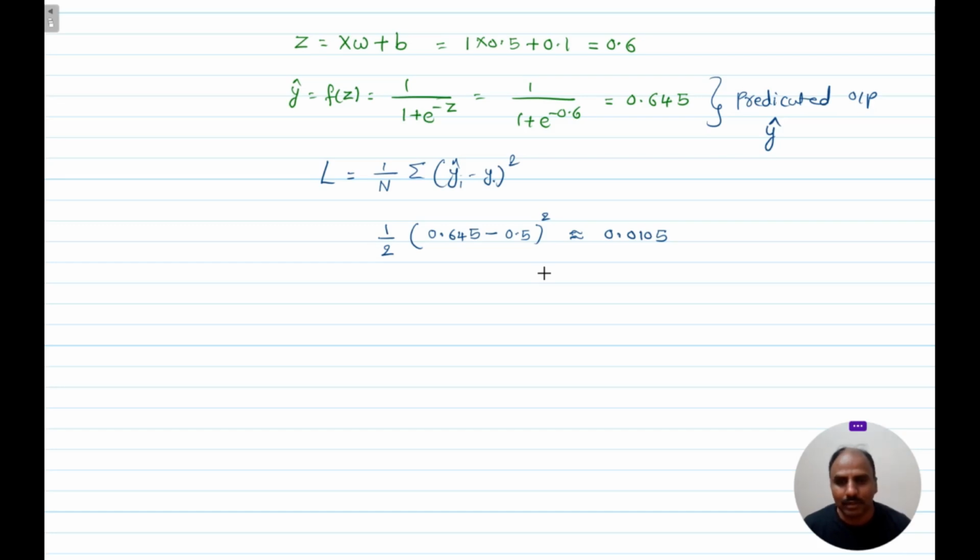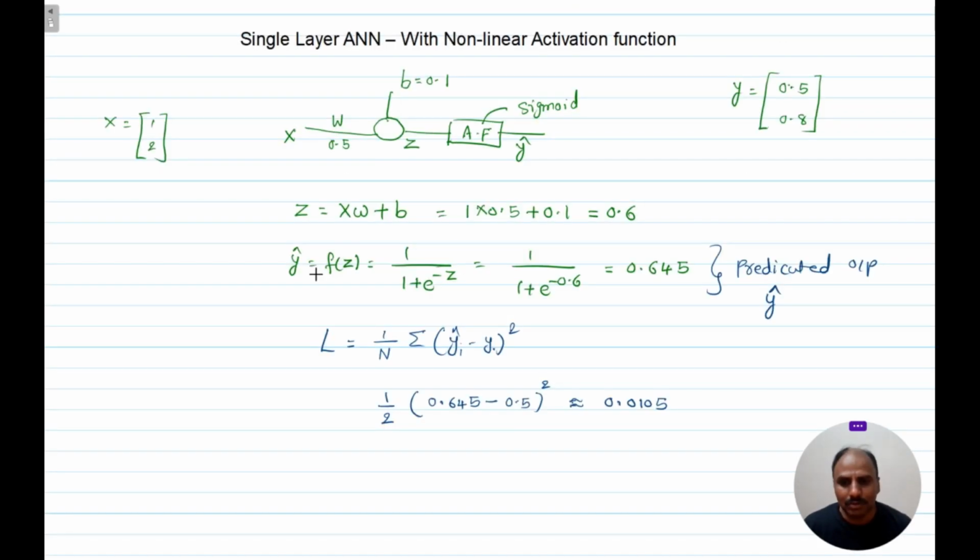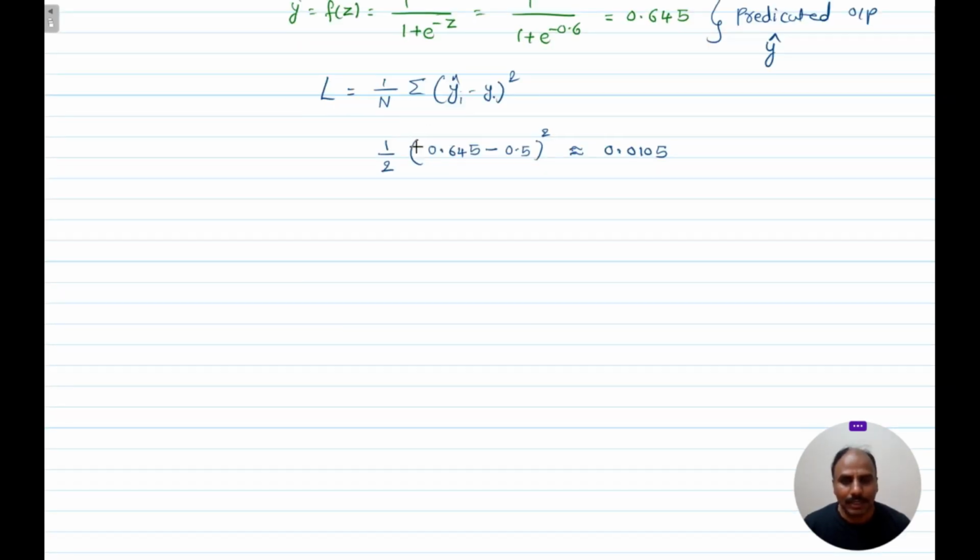What are the opportunities to reduce this loss? We cannot change the input, as the input is fixed at 1, and the only possibilities are W and B. By changing the weight and bias, we can change the predicted output so that it is close to our y, right? So first, if I take the weight, dou L by dou W, differentiating with respect to W, we will get the result.